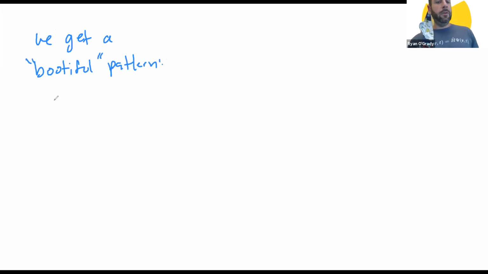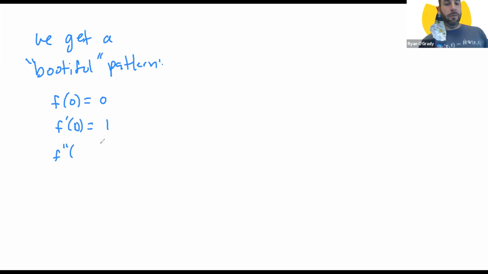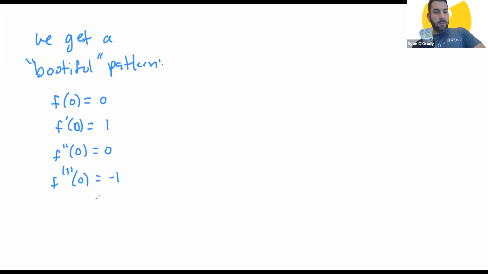So what is the pattern? You get f of 0 is 0. f prime of 0 is 1. Then you get 0. Then you get negative 1. And so what you end up getting is 0, 1, 0, negative 1, etc.